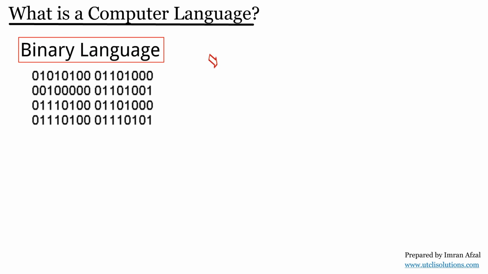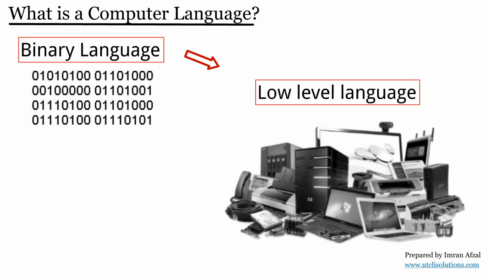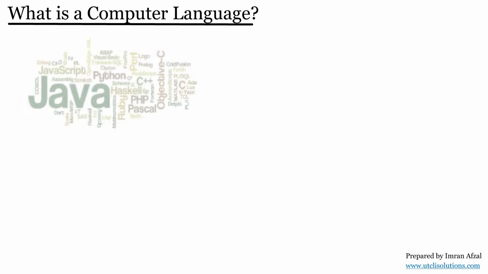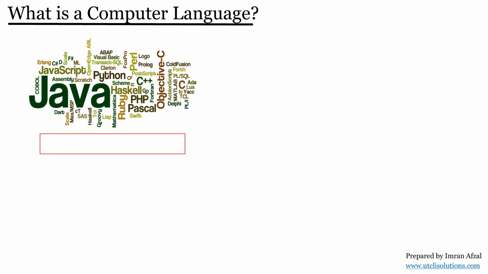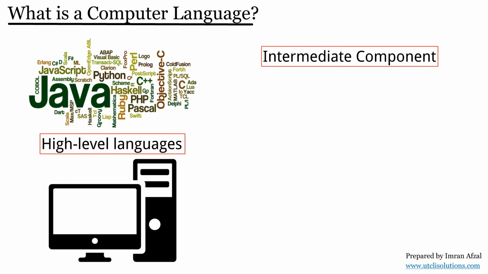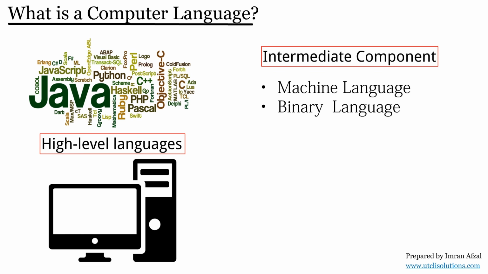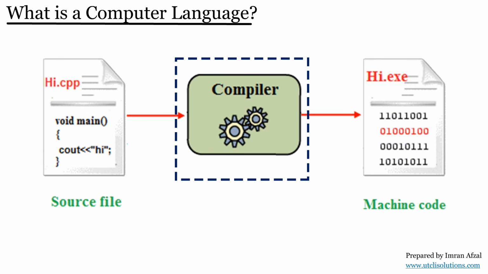Binary language is considered low level because it directly interacts with the computer hardware, while the other programming languages operate on top of it. When a higher level language communicates with a computer, there is an intermediary component that translates it into machine or binary language. This essential bridge that you see, that middle piece between them, is known as a compiler software.